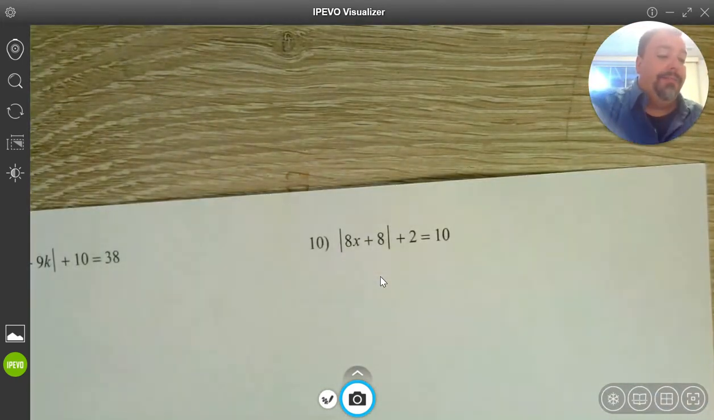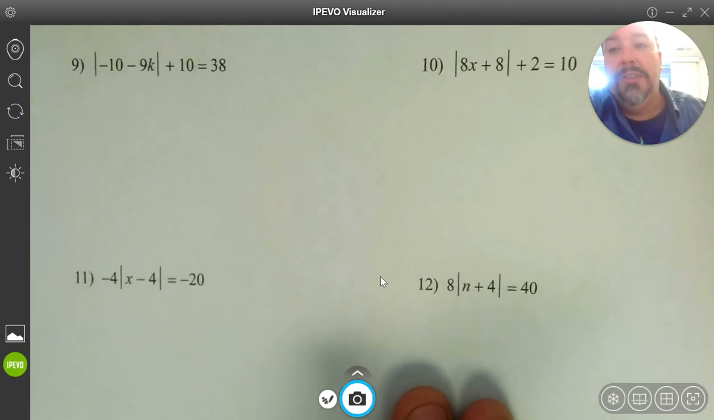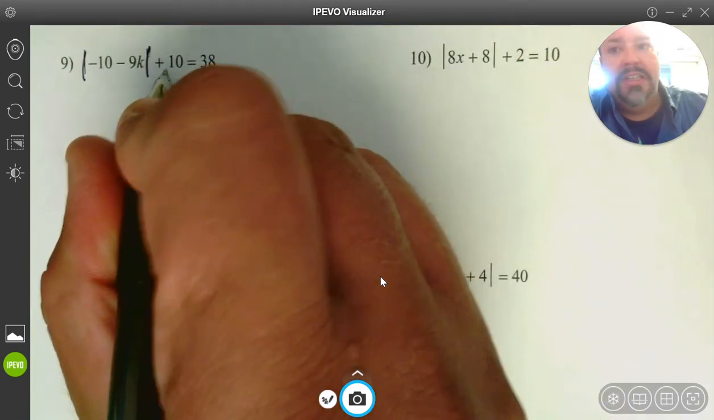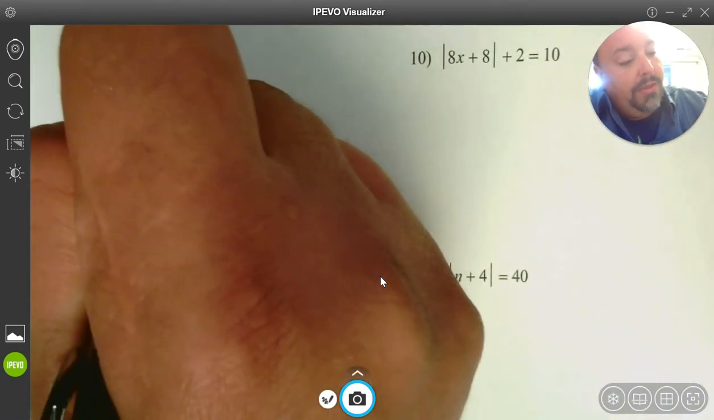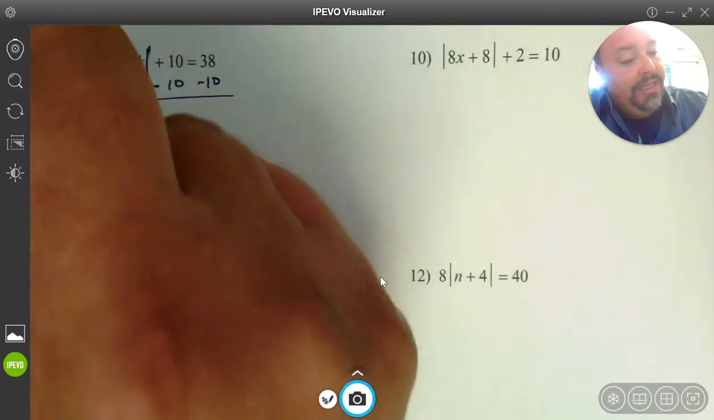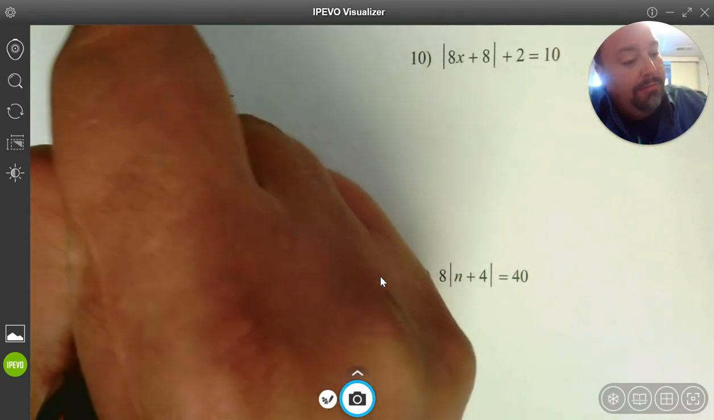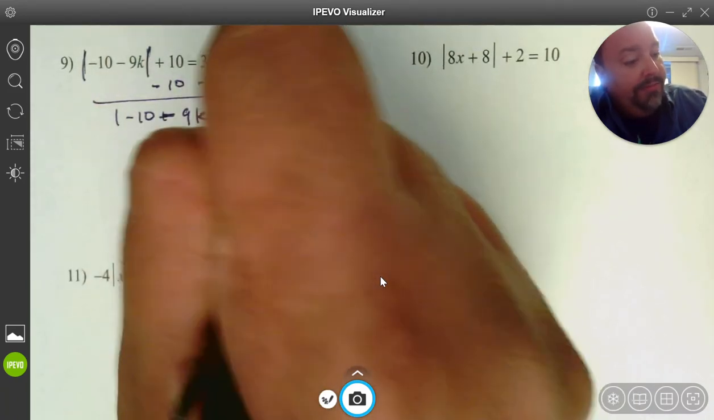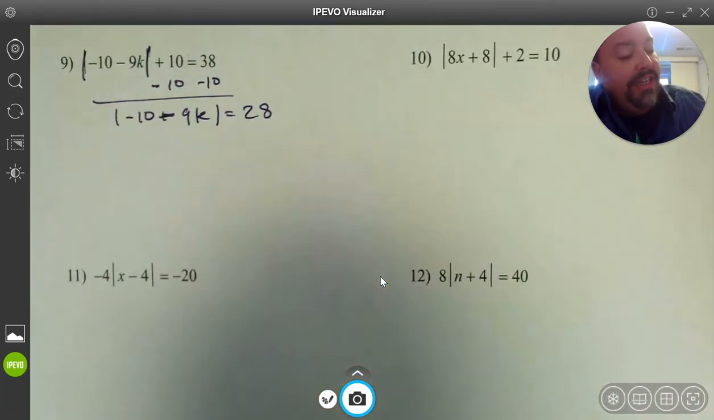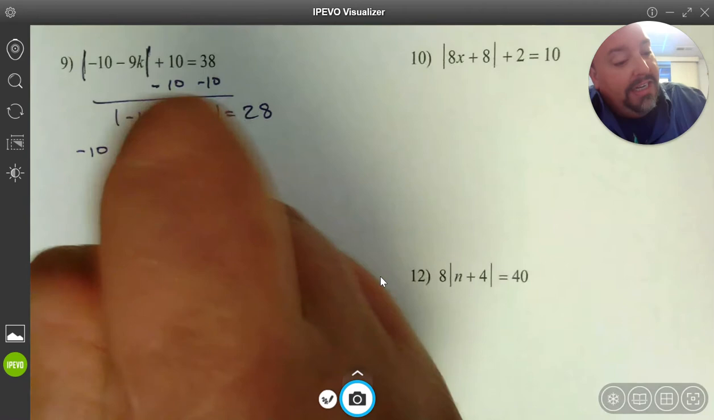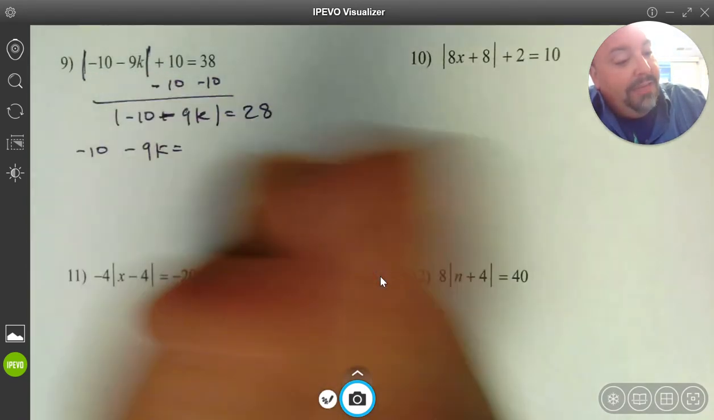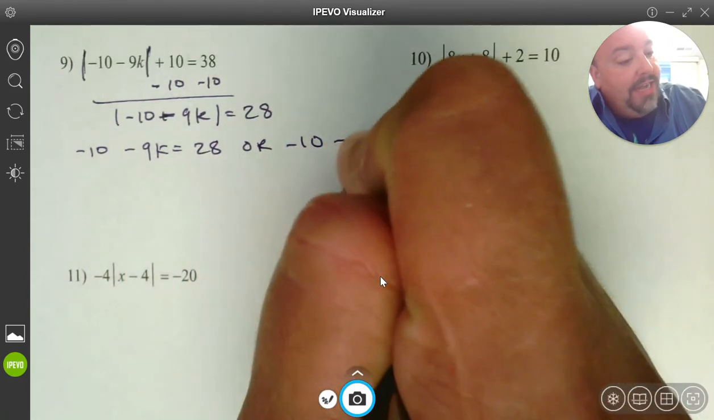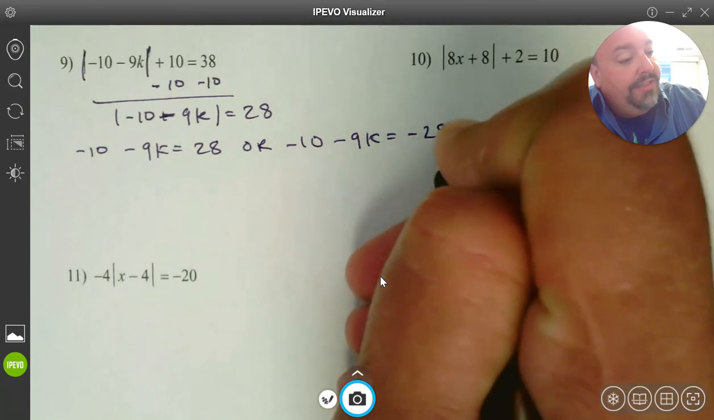Now on to the back. So on the back, now we have to isolate the absolute value. So the first one here, we have the absolute value bars, but now we've got something on the outside. We've got this +10. So we need to undo that first. We get absolute value, -10 minus 9k equals 28. And now the absolute value is isolated, and we can split it: -10 minus 9k equals 28, or -10 minus 9k equals -28.